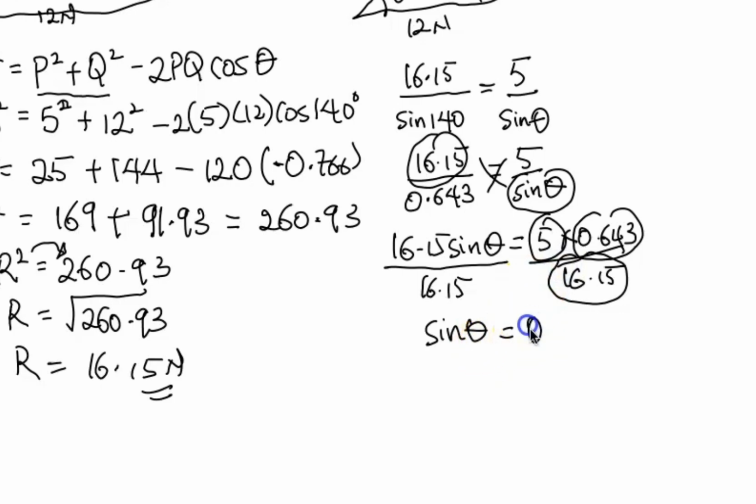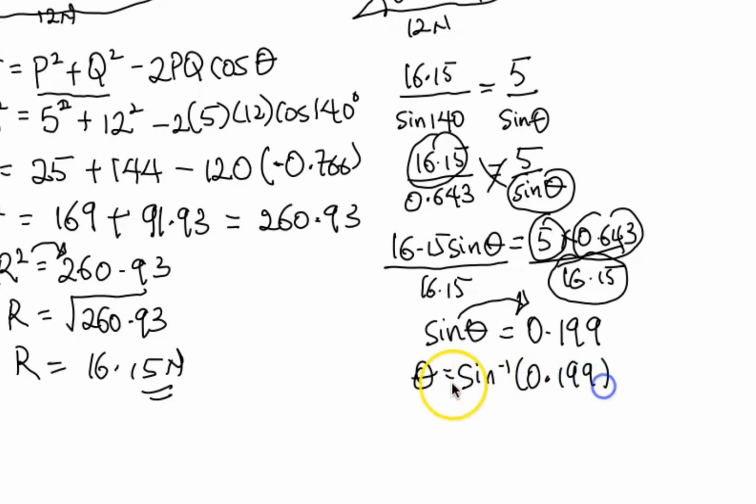0.199. So when we take sine to the other side, theta will be the sine inverse of 0.199. So the sine inverse of 0.199 is approximately 11.48 degrees. So this is the resultant in direction.